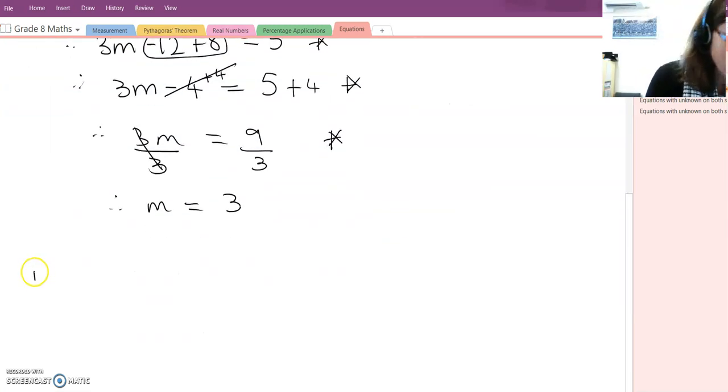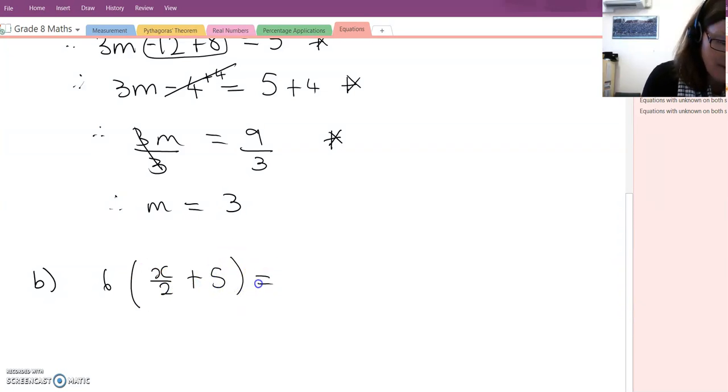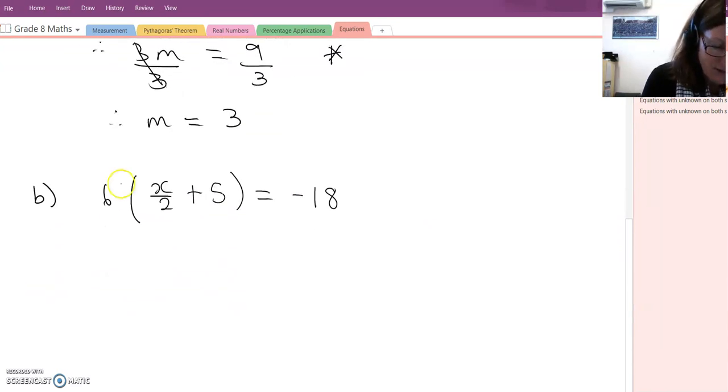Alright. Second example, and again I think I do this slightly differently to the way your textbook worked example has done it, but I find this way easier. So again, I'm going to multiply out my brackets. So I've got 6 times by x divided by 2. That gives me 6x over 2. Then 6 times 5 is 30.